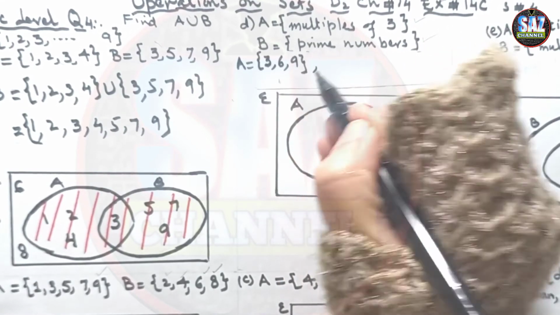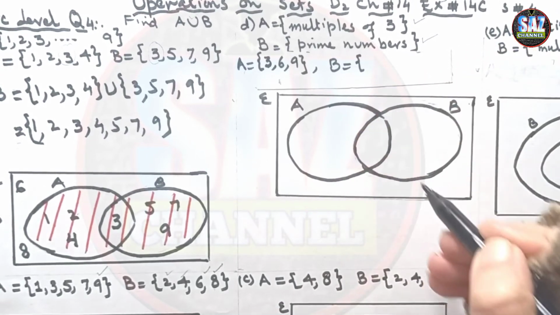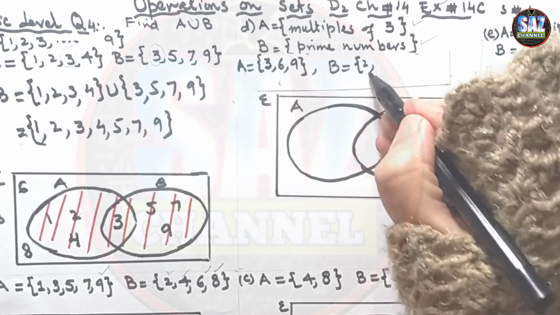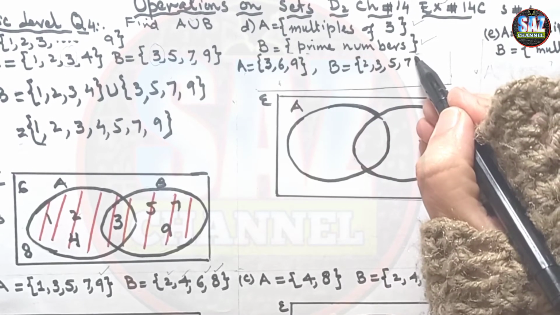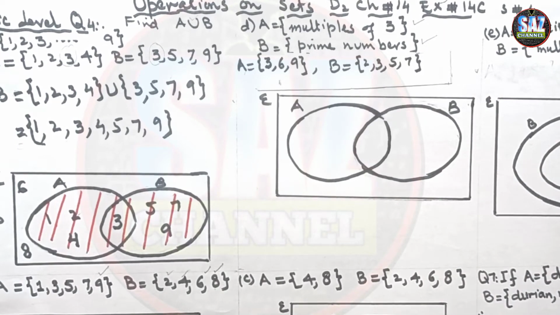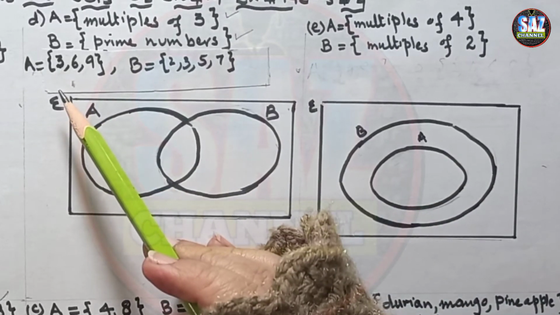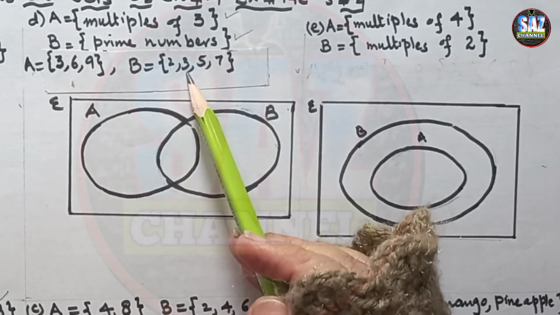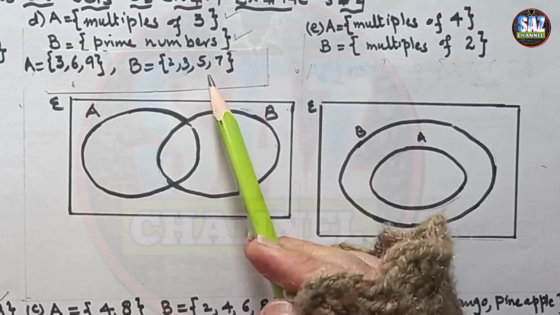And coming to set B, B is the set of prime numbers, so we have to pick the prime numbers from this universal. So the elements will be 2, 3, 5 and 7. I hope you are clear how we are writing the elements of these subsets. After writing the elements in the subsets, we have to decide the relationship between the sets in order to draw the Venn diagram. If you look at 3, 3 is coming in both the sets, and the rest of the elements in both the sets are different.